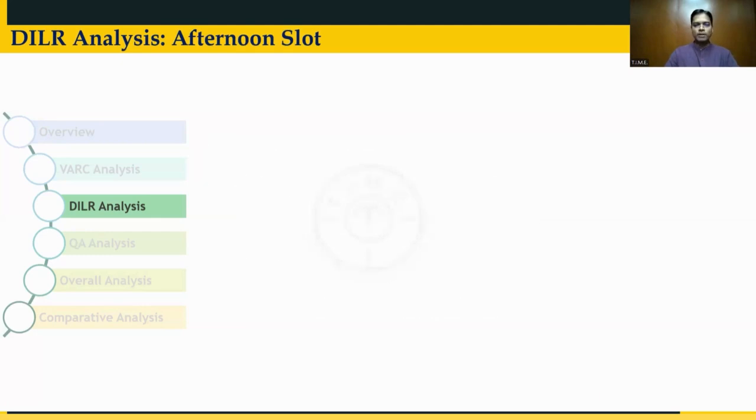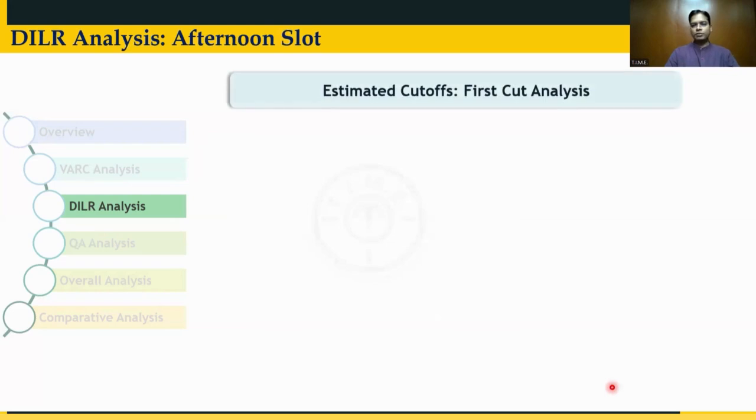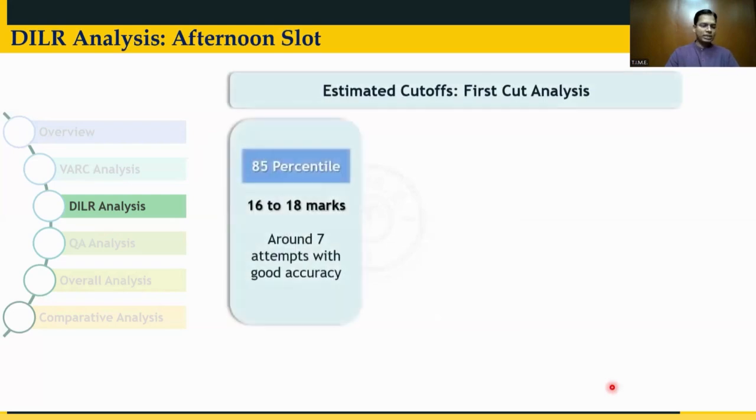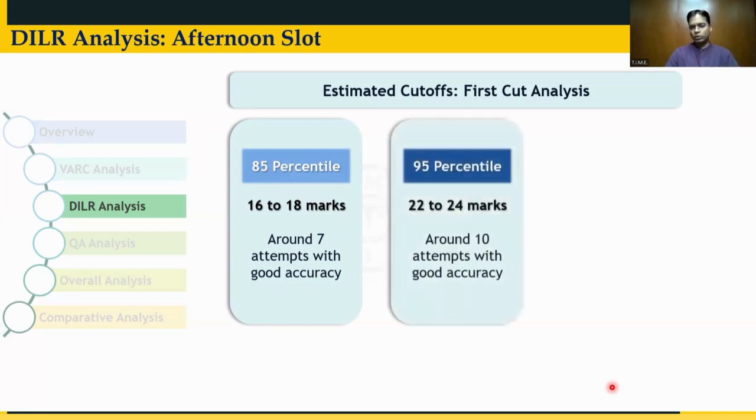So let's look at the estimated cutoffs. As per our TIME expert estimates, the 85 percentile in this section would have been around 16 to 18 marks. That's about 7 questions. This minimum would have covered two sets. And in these 2 sets, you can reach this cutoff percentile for some of the IIMs, but that's not what some of the other IIMs look at.